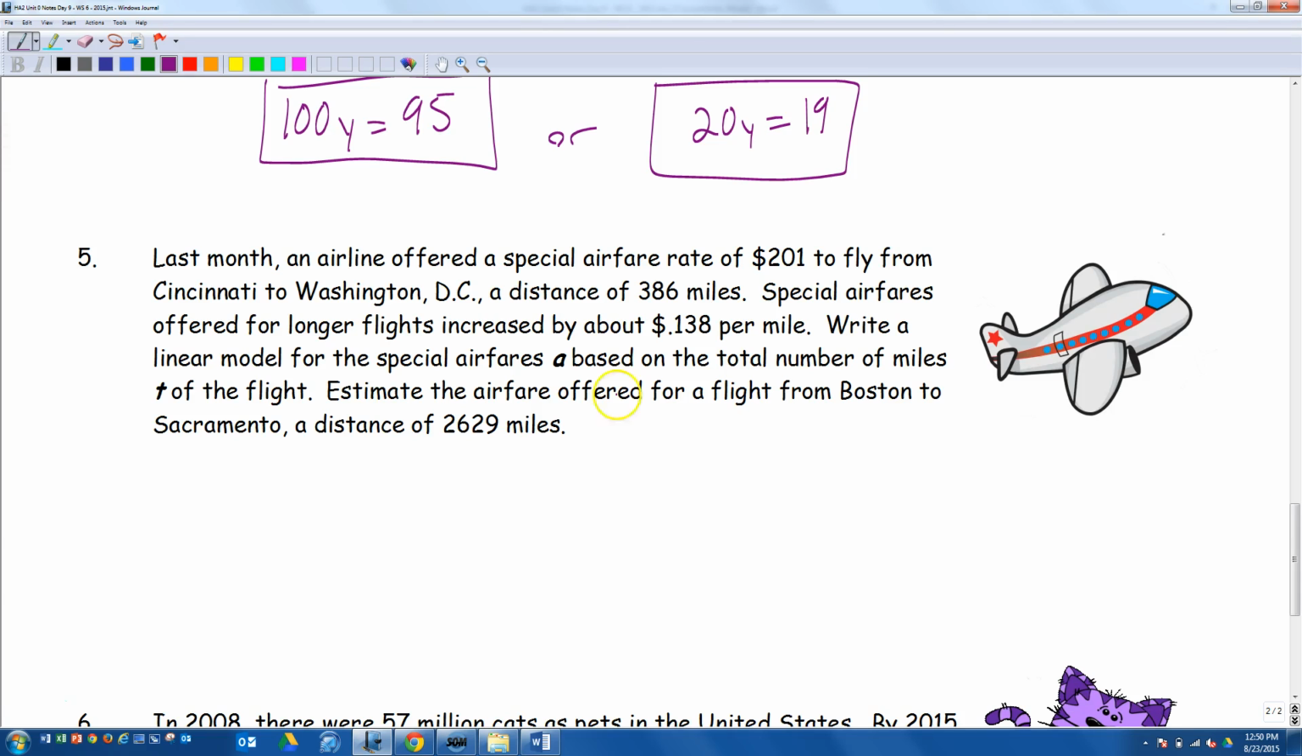So when you read the question, we have airline fares of $201 for 386 miles, so we have dollars and miles, and then a slope increase of 0.138 per mile. So this tells you what your y and your x are, because slope is y over x. So this is dollars per mile. So the dollars, the airfare, is going to be your y. The miles, or the distance, is going to be your x.